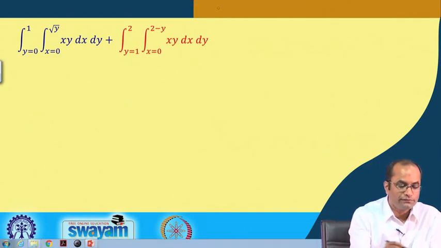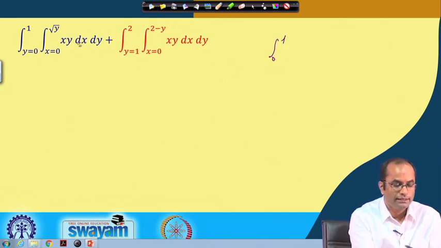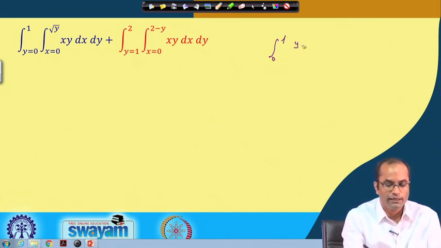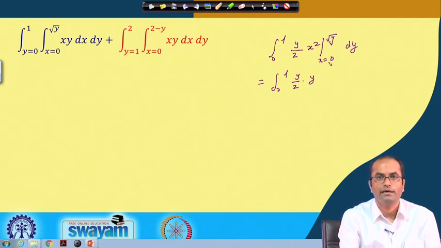So, considering the first integral, y goes from 0 to 1 and x goes from 0 to square root y. So, the first integral is 0 to 1, and then with respect to x. When we integrate x, this will be x square by 2, and we have to put the limits for x, 0 to square root y, and this is dy. So, 0 to 1, and we have y by 2, x square will become y again when we put square root y, minus 0. So, we have y and this dy.